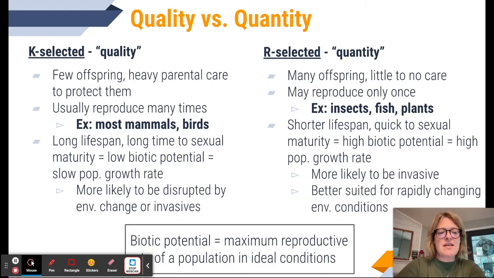It usually takes them very little time to advance through development to sexual maturity. They have a very high biotic potential. In other words, under ideal conditions, they can have a very high reproductive rate, and because of this, they have a very high population growth rate. These organisms are more likely to be invasive because they're better suited for rapidly changing environmental conditions.